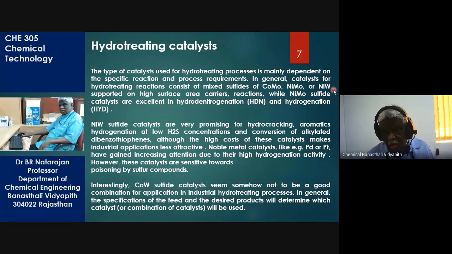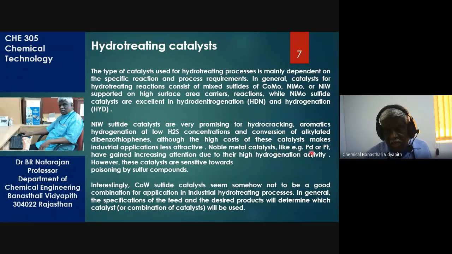NiW, nickel wolfram, that is nickel tungsten, right? So remember, tungsten, the chemical formula is W. Nickel tungsten sulfide catalysts are very promising for hydrocracking and aromatic hydrogenation at low H2S concentration and conversion of alkylated dibenzothiophenes. Although the high cost of these catalysts makes industrial application less attractive.